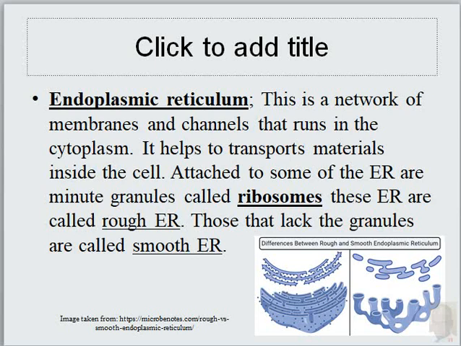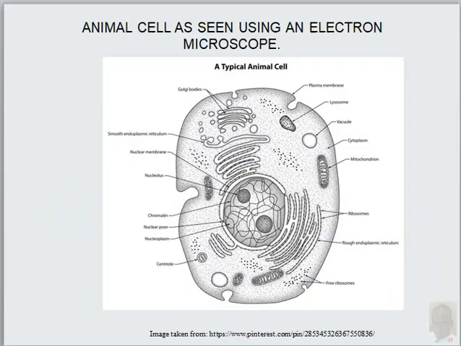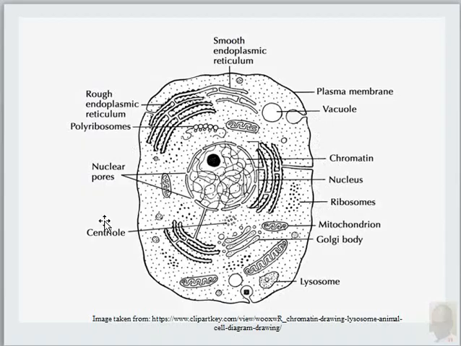So let us look at the generalized structure of an animal cell now, seen with an electron microscope. This here is a diagram that shows you basically what an animal cell would look like if we were looking at it using an electron microscope. I'll give you a clearer picture here. So we can identify a lot more organelles, right? Some of them we don't have to worry about for now at the level that we're at, but we can identify some.